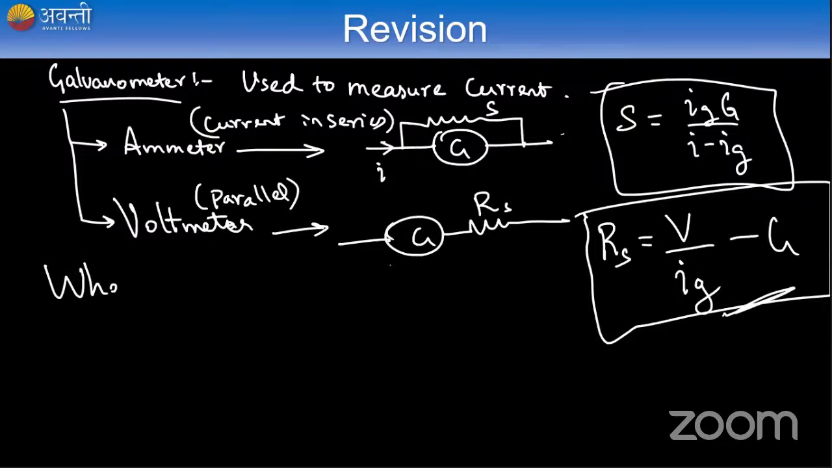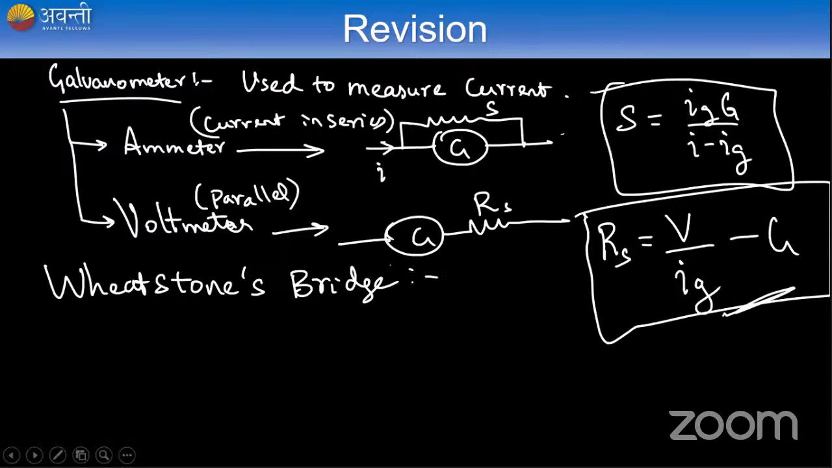What is this? Wheatstone bridge. We call it Godi bridge in Kannada. Godi's bridge, Godi Kallu bridge. It's called Wheatstone bridge. Kallu means stone and Godi means wheat. Never mind. So Wheatstone's bridge.